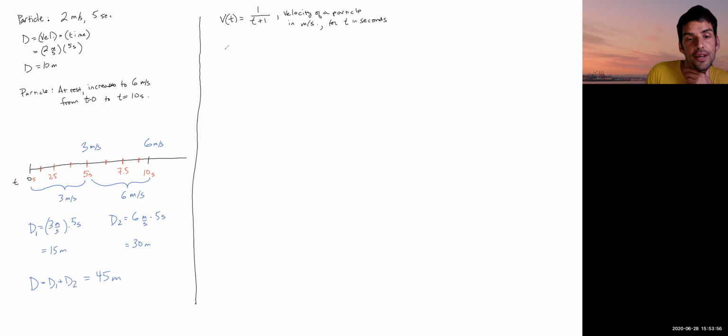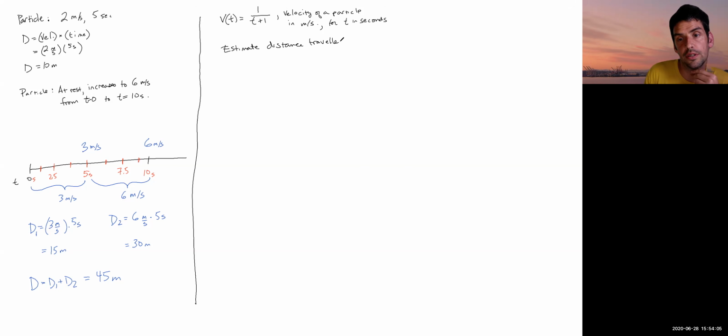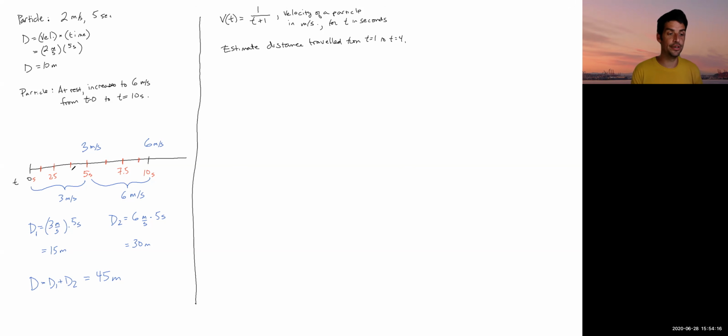What if we wanted to estimate the distance traveled from t equals 1 to t equals 4? Well, I could do exactly what we did over here. This is a velocity that's changing at each value of t. At t equals 1, it's traveling at 1/2 meters per second. At t equals 1.1, it's 1 divided by 2.1 meters per second. At each little moment of time, the velocity is changing. So we run into the same problem we ran into in that example.